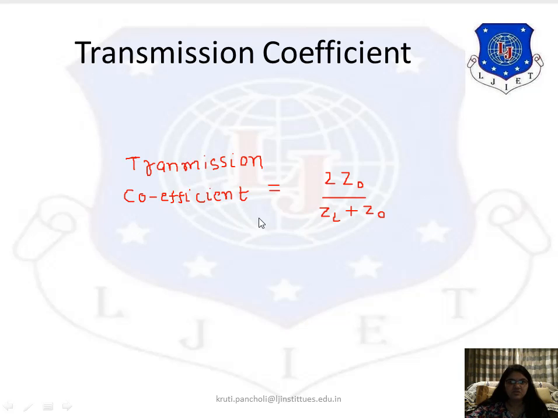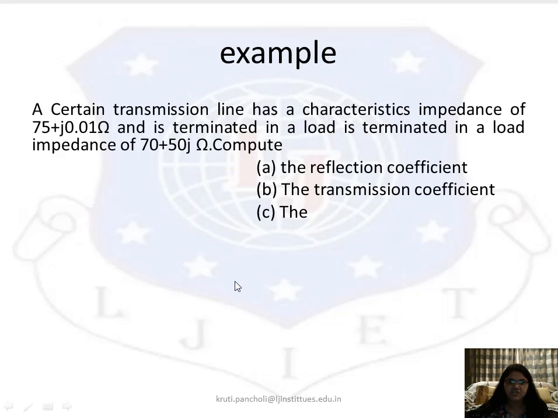So the transmission coefficient is equal to 2Z0 upon ZL plus Z0. This is the way we can find the reflection coefficient and the transmission coefficient. The reflection coefficient is VR upon VI. And what is the transmission coefficient? The transmission coefficient is 1 minus the reflection coefficient. So this way we can find the transmission and the reflection coefficient.